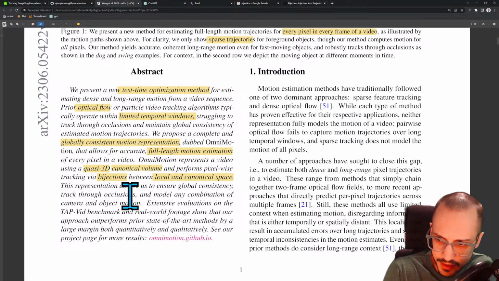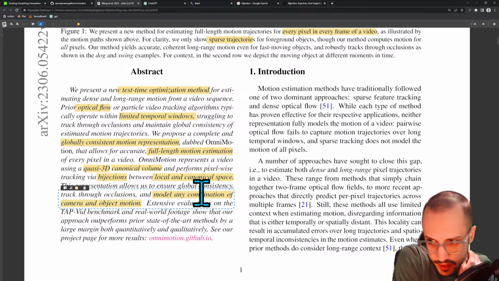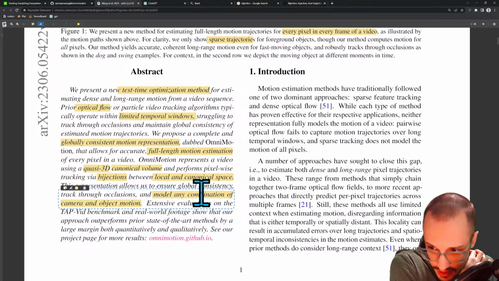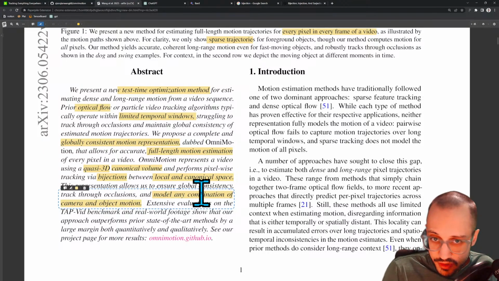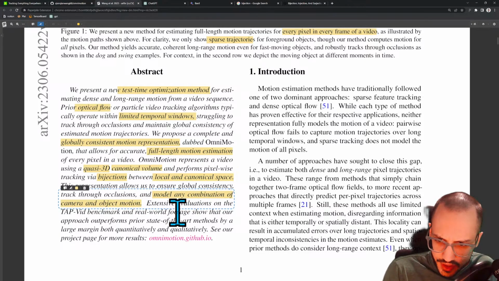This representation allows us to ensure global consistency, track through occlusions, and model any combinations of camera and object motion. Yeah, so here they're kind of referring to what I was saying, where if you're moving the camera and the object, it's more difficult than just moving the camera, and it's more difficult than just moving the object. Extensive evaluations on the TAP-Vid benchmark and real-world footage show that our approach outperforms prior state-of-the-art methods by a large margin, both qualitatively and quantitatively.